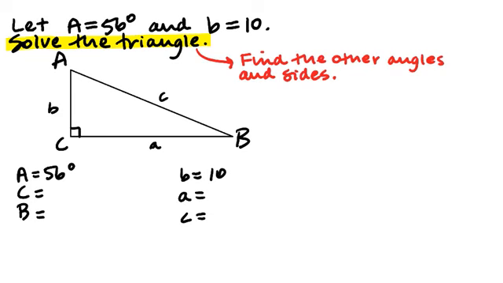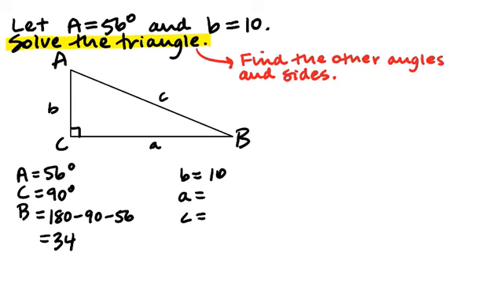Okay, I'll start with the easy part. What is the measure of angle C? 90, yeah. It's the right angle. It's got 90 degrees. Angle B you can solve for by subtracting 56 and 90 from 180. That will probably be 34. Now to find sides A and C, we're going to have to use trigonometry.